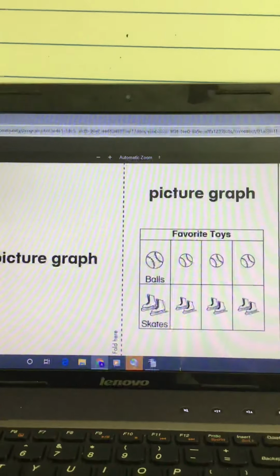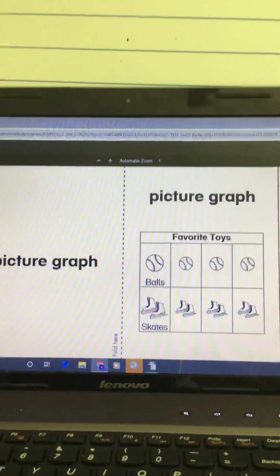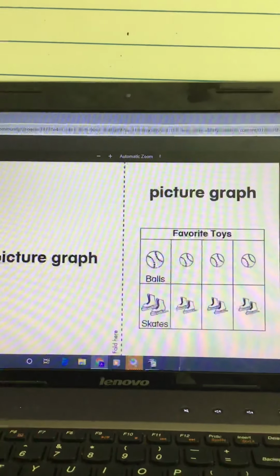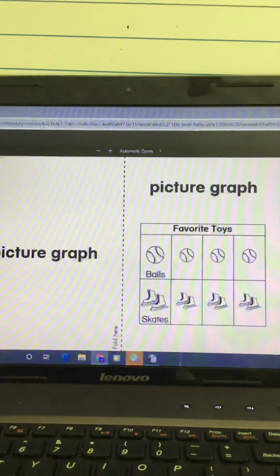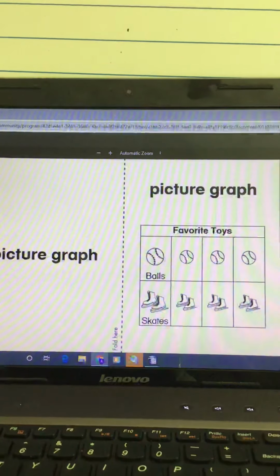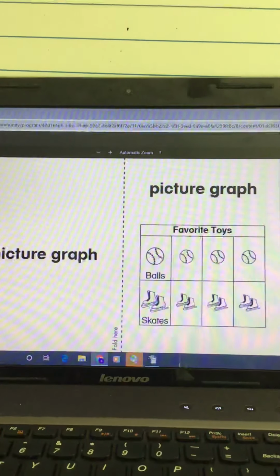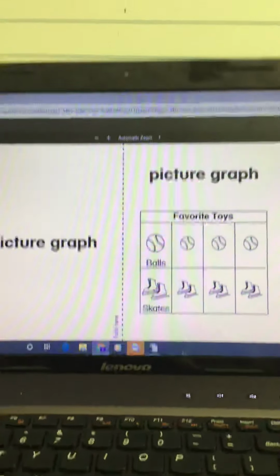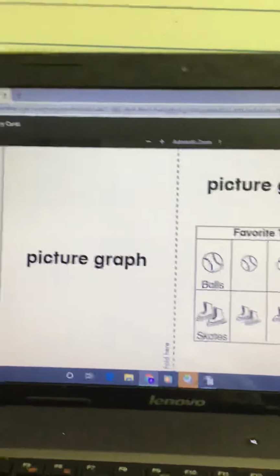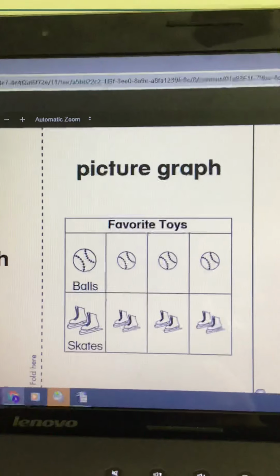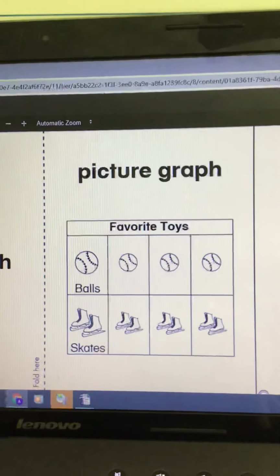Today for math, we're going to start learning about topic 14, which is about making different graphs and tally marks and how to keep track of information that we collect. So first we're going to go over some words that we'll be hearing in our math this week and next week. This is a picture graph.